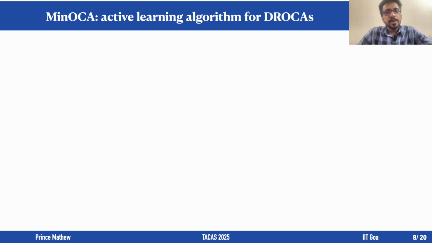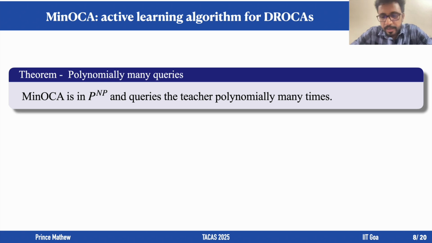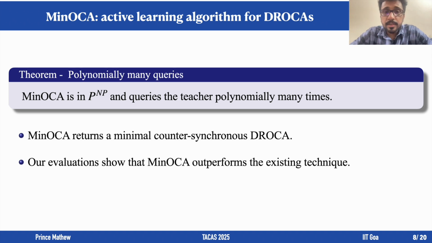The proposed method min-OCA is an active learning algorithm for DROCA. We show that min-OCA requires only polynomially many queries to the teacher and uses a SAT solver. It also returns a minimal counter-synchronous DROCA with respect to the teacher's DROCA, and our evaluation showed that it outperforms the existing technique.